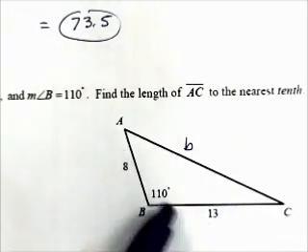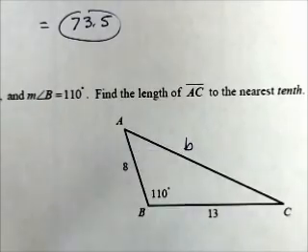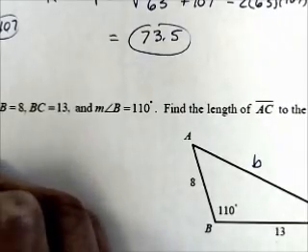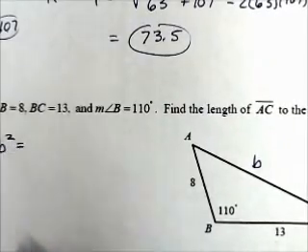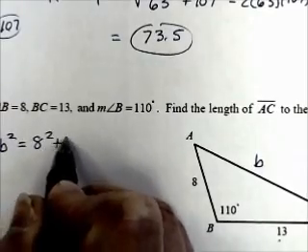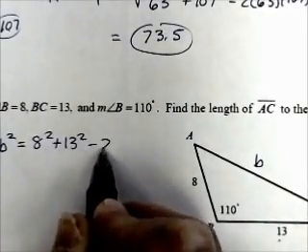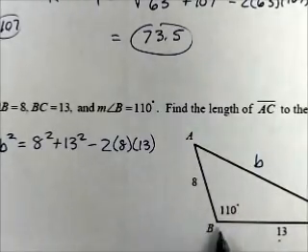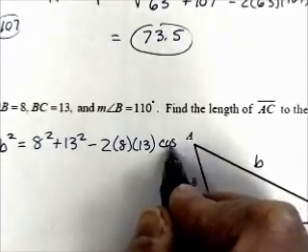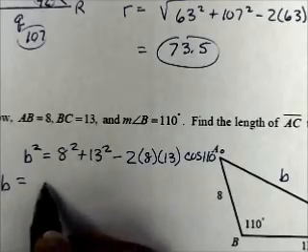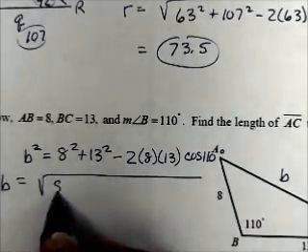All three sides are represented. We start with the side b. Applying the law of cosines says that that side opposite the angle, so b squared, is equal to the sum of the squares of the other two sides, is equal to 8 squared plus 13 squared, minus twice the product of those two sides, the 8 and the 13, and the cosine of the angle, cosine 110 degrees. So b is equal to the square root of this.